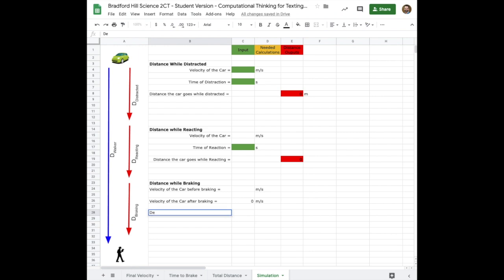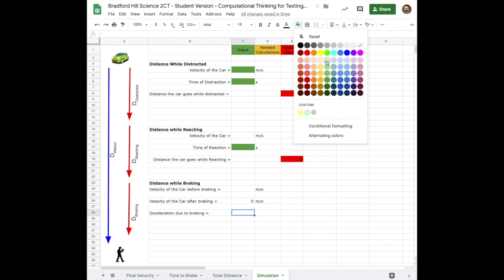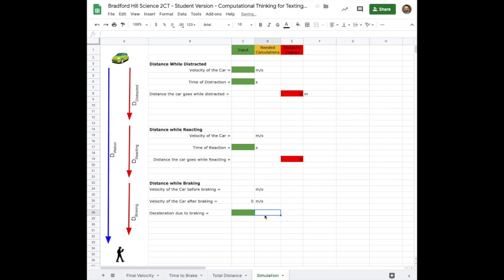From our research, we have the deceleration due to braking. That's also an input, so I'm going to color that one. And deceleration is in meters per second per second. Then from our computational thinking, we know how to find the time of braking, and that is a needed calculation. It's not a distance, so I'm not going to color it red, but we do need to calculate it.